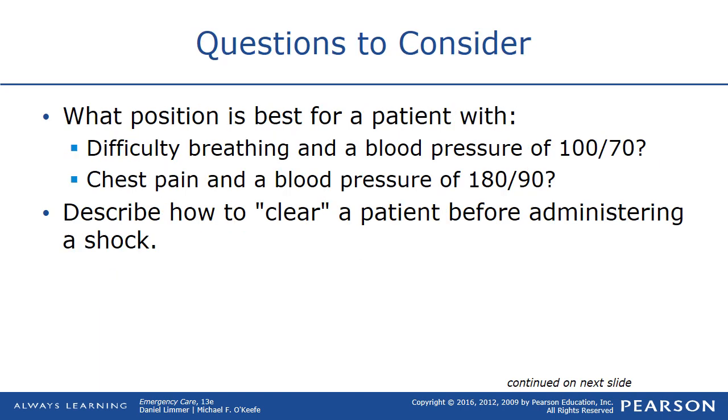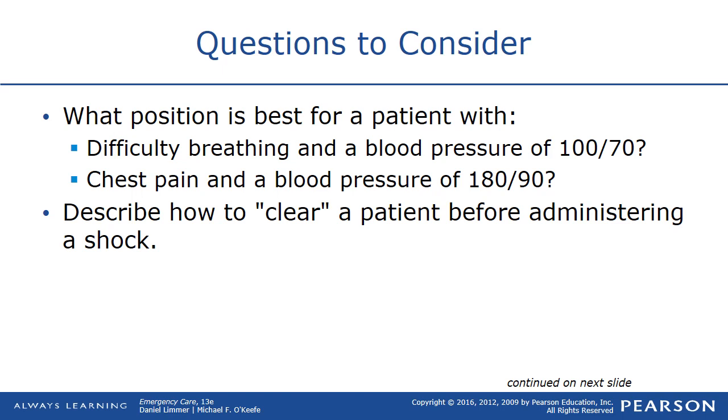What position is best for a patient with difficulty breathing and a blood pressure of 100/70? Probably sitting upright a little bit to help their breathing. Chest pain and a blood pressure of 190? Their blood pressure is a little bit high, but they're having chest pain, so probably the position of comfort, just like in the first question, position of comfort.